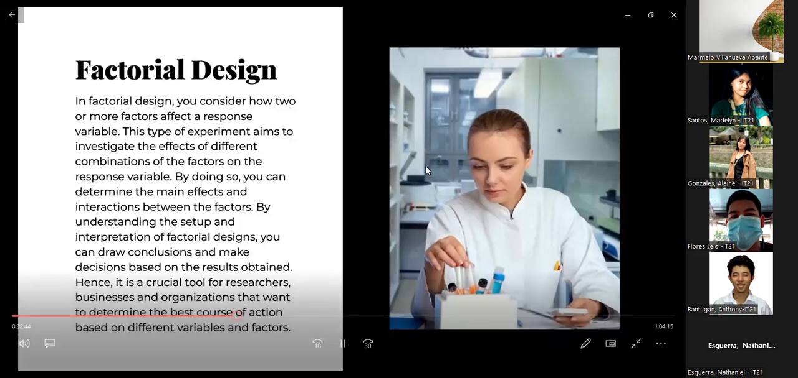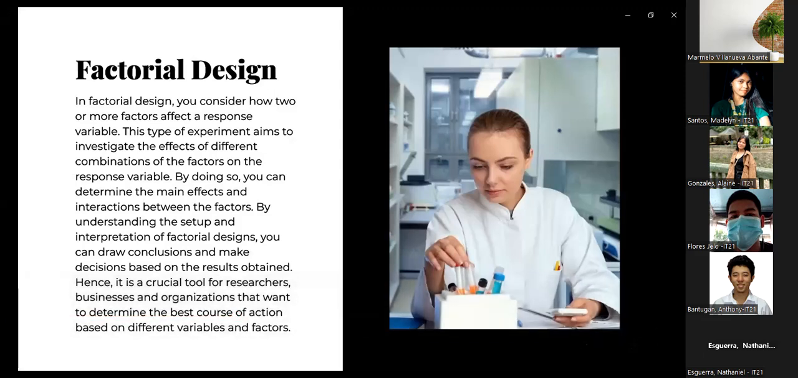By understanding the setup and interpretation of factorial designs, you can draw conclusions and make decisions based on the results obtained. Hence, it is a crucial tool for researchers, businesses, and organizations that want to determine the best course of action based on different variables and factors.